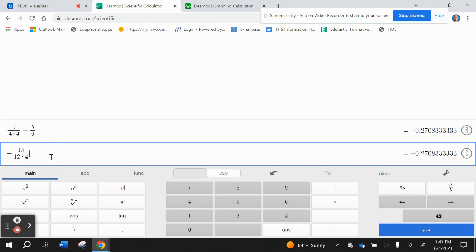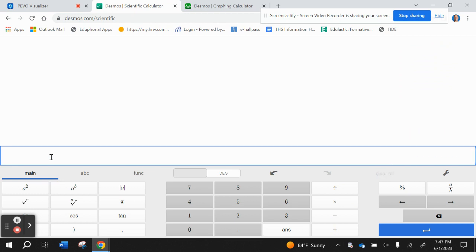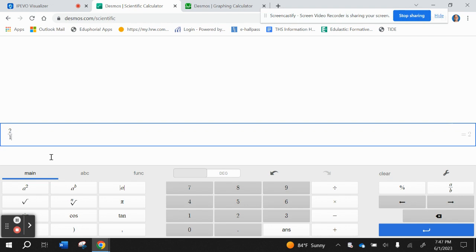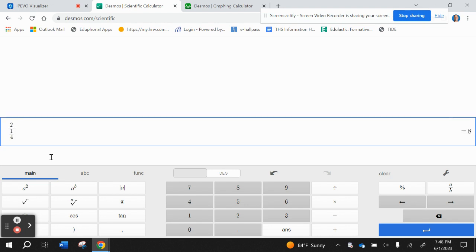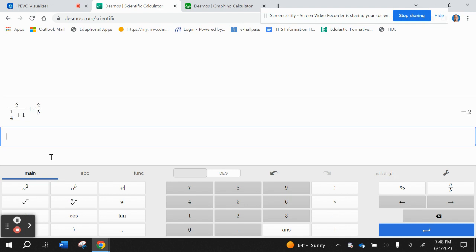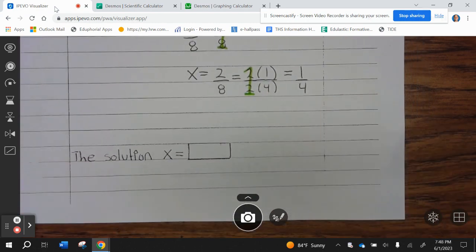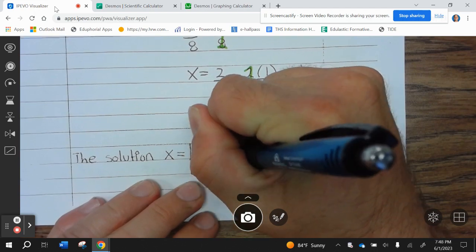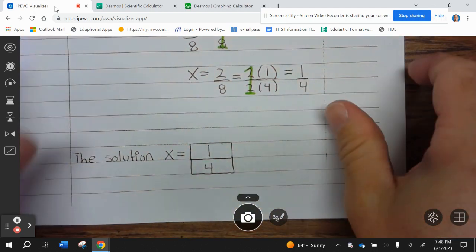So we have 2 divided by 1 divided by 4 plus 1, plus 2 divided by 5 is 2, and then the left side is 2, so 2 equals 2, so that checks. Okay, so your solution is 1 divided by 4. All right, let's take a look at the next example.